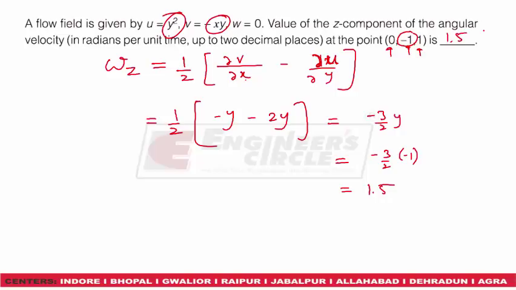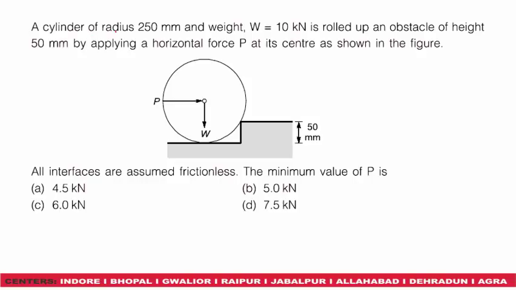The next question is, a cylinder of radius 250 mm and weight W equal to 10 kilonewton is rolled up on an obstacle of height 50 mm by applying a horizontal force P at its center as shown in the figure. All interfaces are assumed frictionless. The minimum value of P is. So it is a question from engineering mechanics. Now first we should draw FBD. On this cylinder, total 4 forces are acting. One the weight by gravity, second the applied force P, third normal force N from the bottom, and fourth this reaction along the radial direction R.